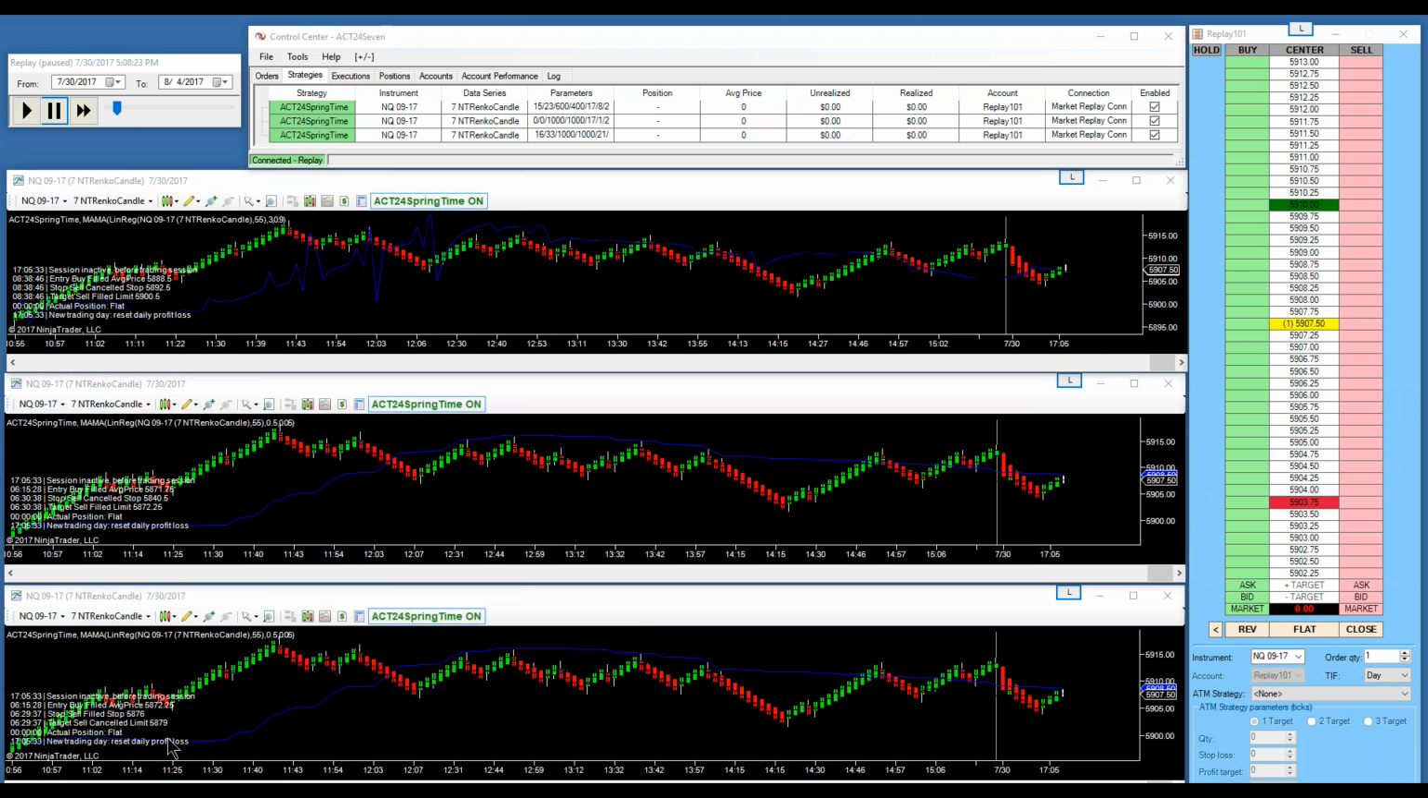3 Nasdaq charts, all in the 7 NT Renko candle size. We have 3 different strategies, all with different entries. 2 of them have the same targets and stops, and 1 is a different target and different stop. So we will start the replay now.